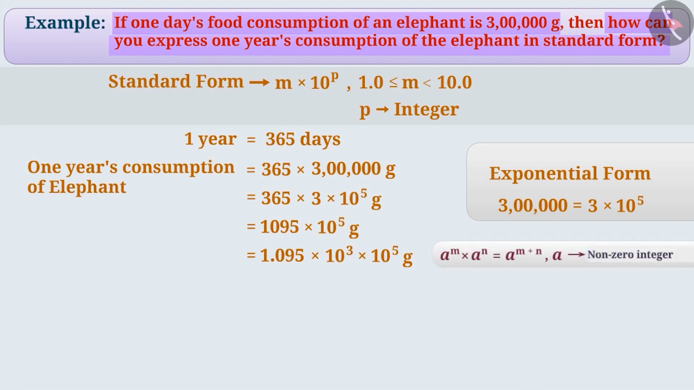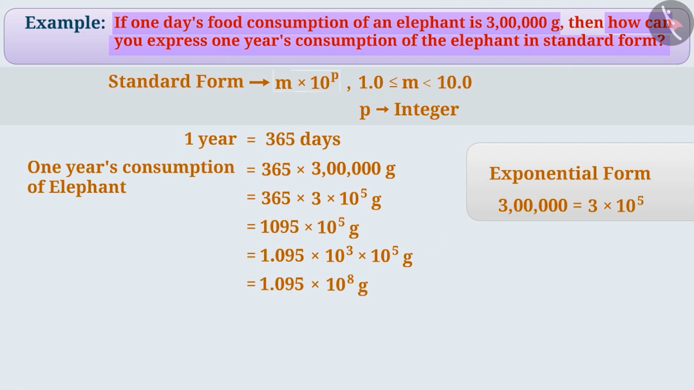You got it right. We will use the rule a to the power of m into a to the power of n is equal to a to the power of m plus n. With the help of this, we can write 10 to the power of 3 into 10 to the power of 5 is equal to 10 to the power of 3 plus 5, which is equal to 10 to the power of 8. Using this, we can say that 1 year's consumption of elephant is equal to 1.095 into 10 to the power of 8 grams.